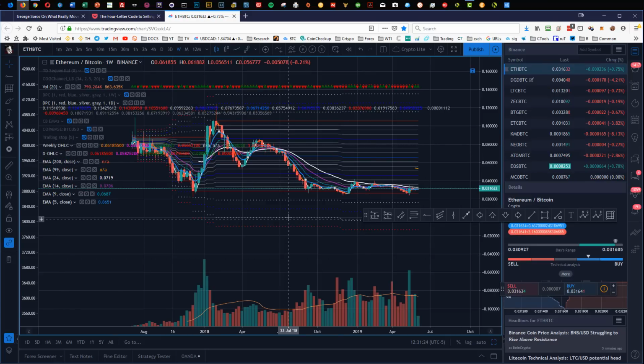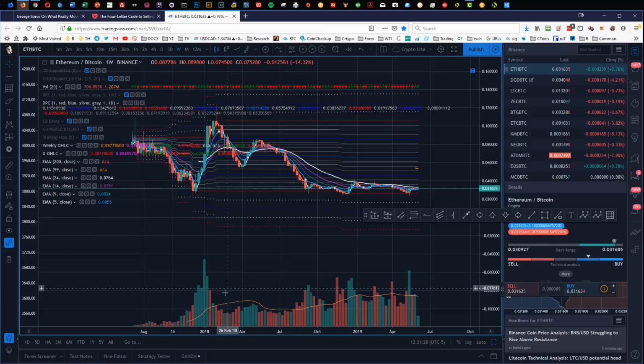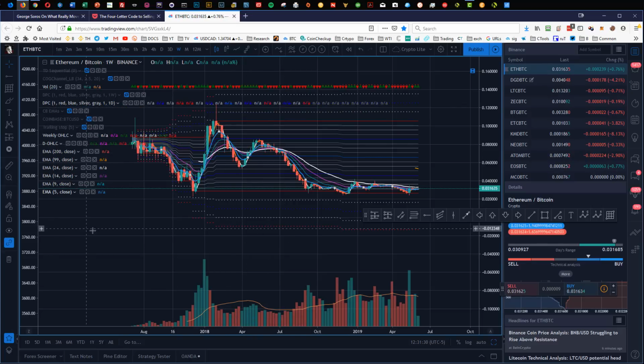Those are really important liquidity points that you want to be looking at in your chart. In addition to that, I have way more moving averages than I suggest anybody have. I have the 200 all the way down to the 5.